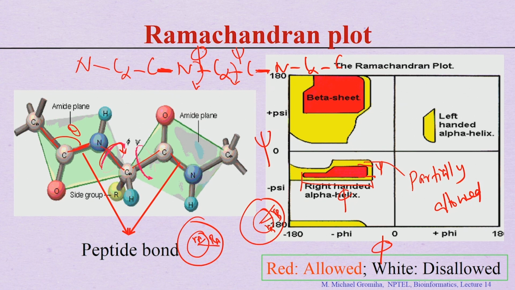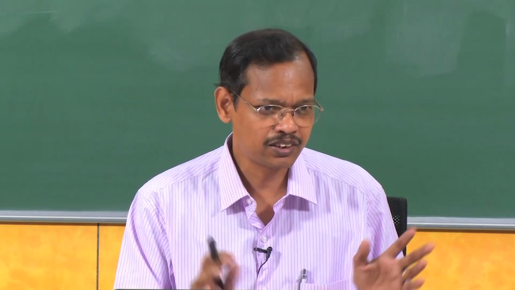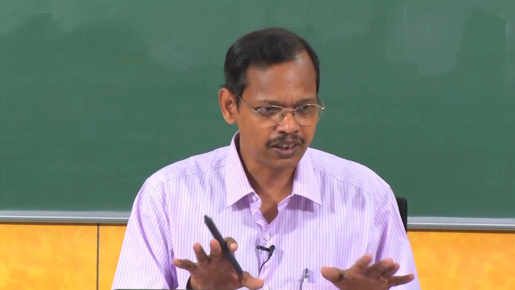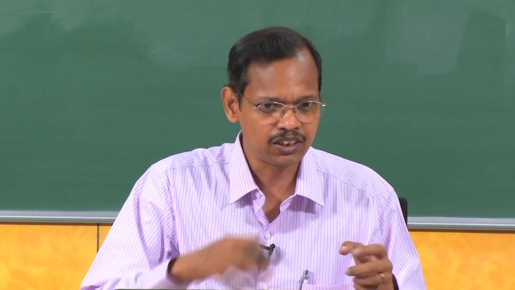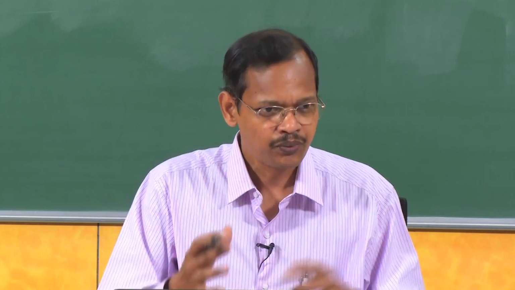So, compared to the alpha helices, you can see the beta sheets. You can see this is wide. Why is it wide? Because it is more flexible. It is loosely packed, not tightly packed. So, it can have more options for interaction. You can see that more rotations are allowed in the case of beta sheets.